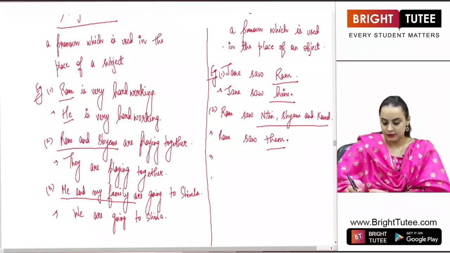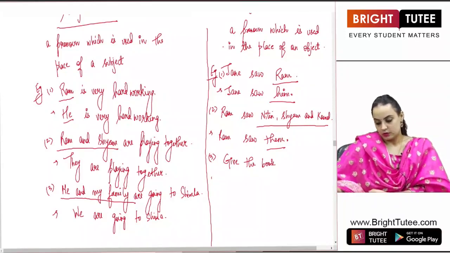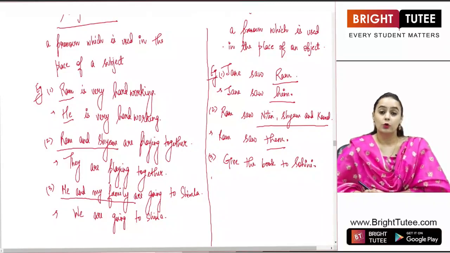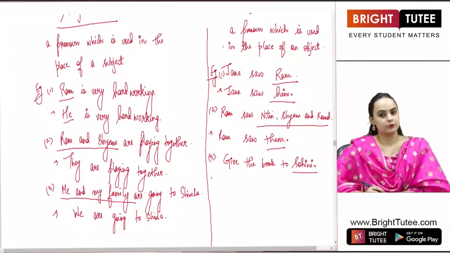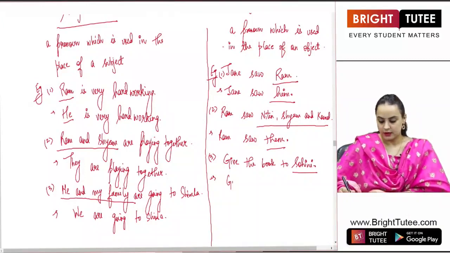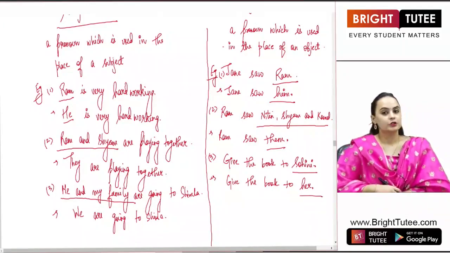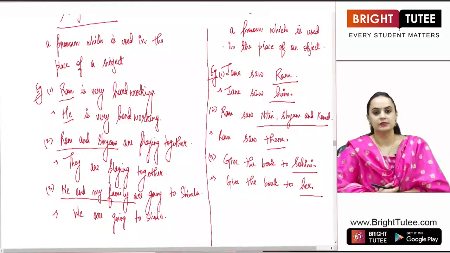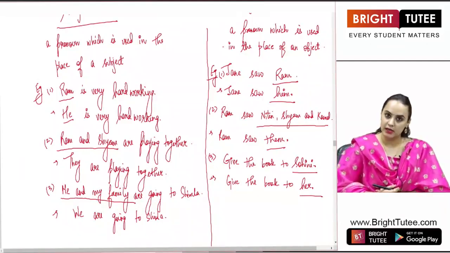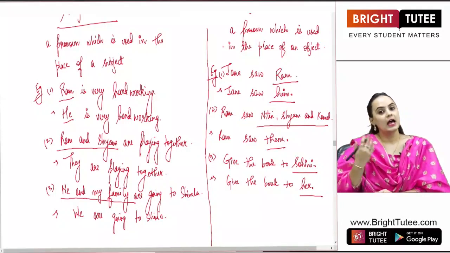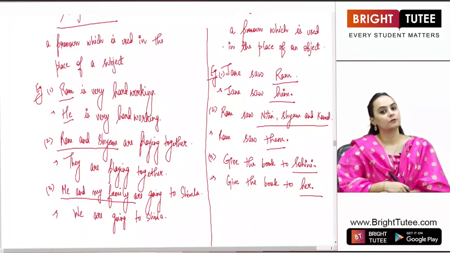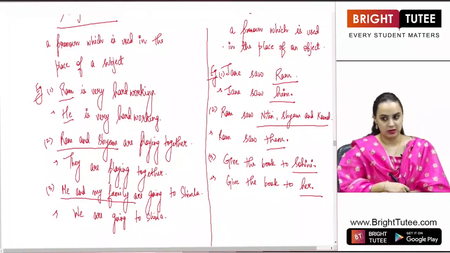If I give you another example, give the book to Sohini. Who is my object over here? Sohini. So what am I going to use as the pronoun? Give the book to her. So basically, those pronouns that are used in place of subjects are known as subject pronouns, and those pronouns that are used in place of objects are known as object pronouns.